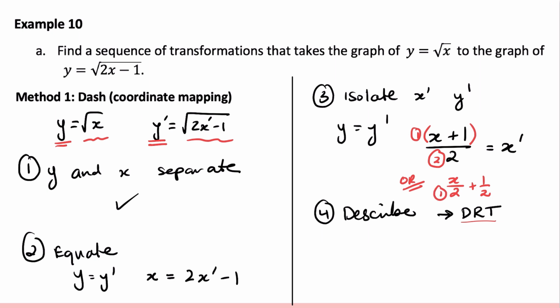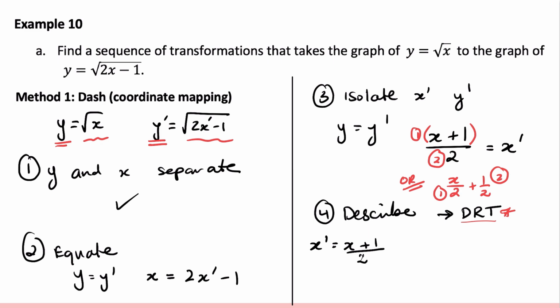First, I divided x by 2, and then I add a half. Now, if you were to write either one of those descriptions, they would be correct. So it doesn't have to be in this order, as long as it follows the order of whatever you have stated. So it's up to you. Either way is fine.